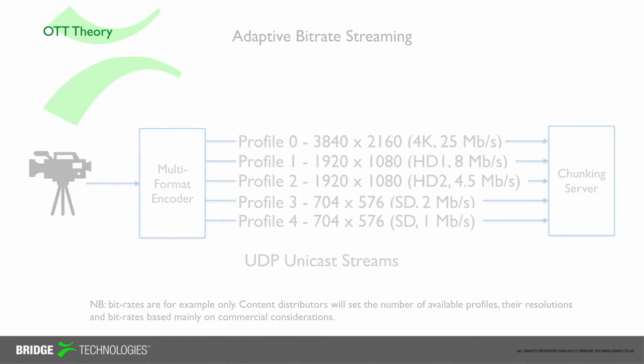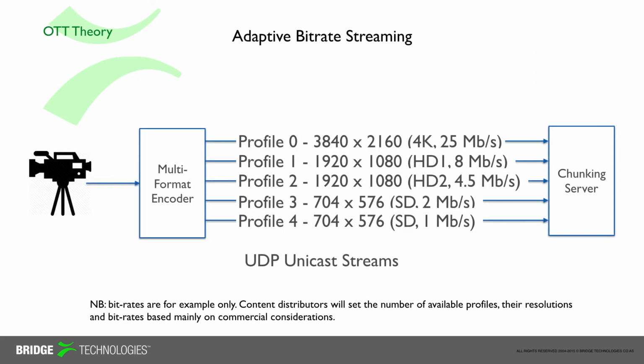So the live video goes into what is called a multi-format encoder, and it creates a series of profiles. And as you can see, we've got 5 profiles here, starting with profile 0. And profile 0 is always the highest quality. So that's your 4K Stranger Things. Out of the multi-format encoder, each of the encoder segments, if you like, is set up for a different resolution and a different bit rate. And profile 4 in this particular example is 704 by 576 standard definition.